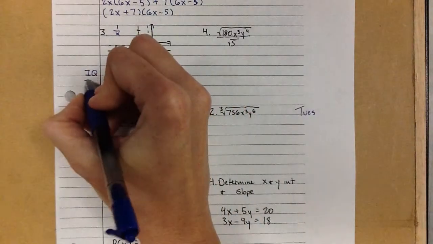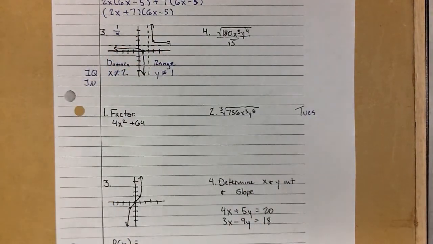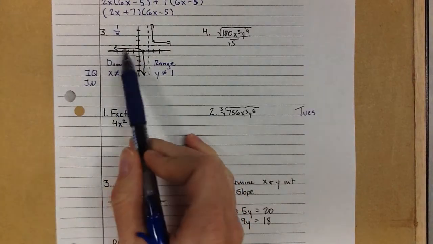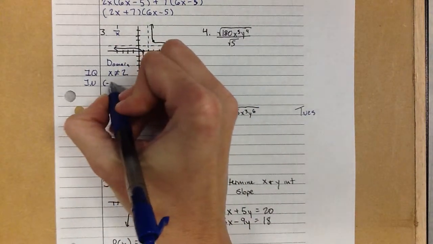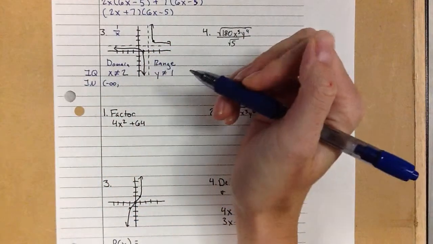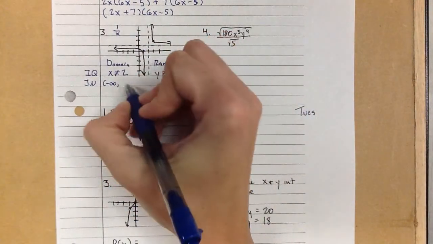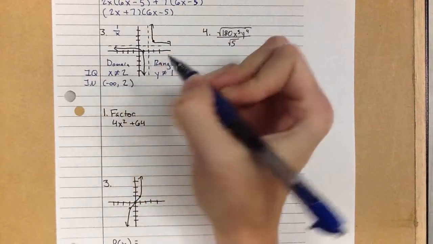If I'm going to do it in interval notation, where does this part start on the left? Do you know? Negative infinity. It goes from negative infinity to what? To 1. To 2, my bad. To 2, with a parenthesis.